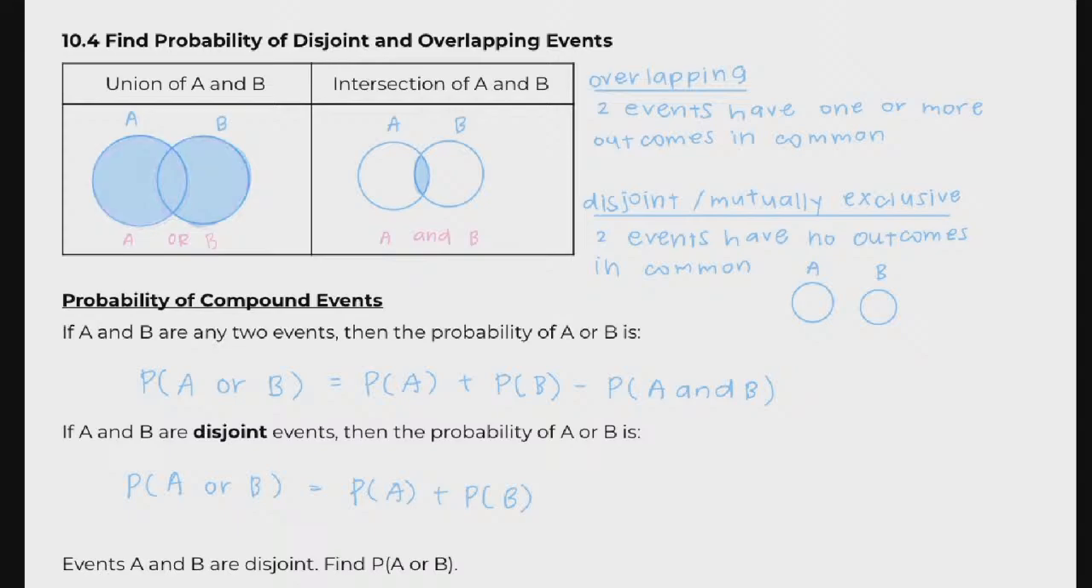And if A and B are disjoint, then the probability of A or B is probability of A plus probability of B. So since they're already separate, we can just add them together and we don't have to worry about the part where they overlap.